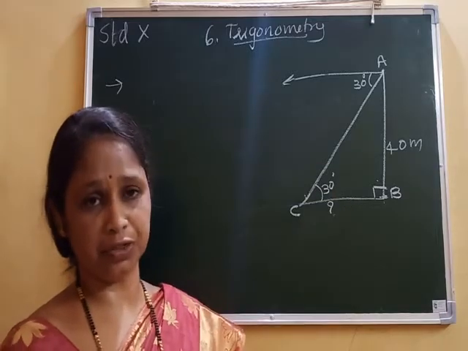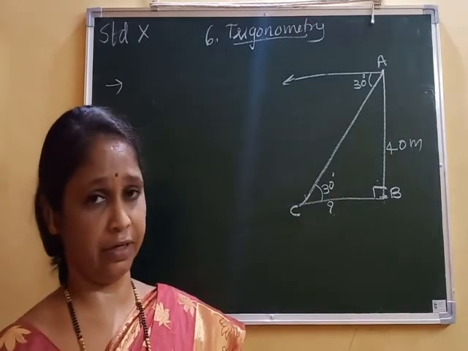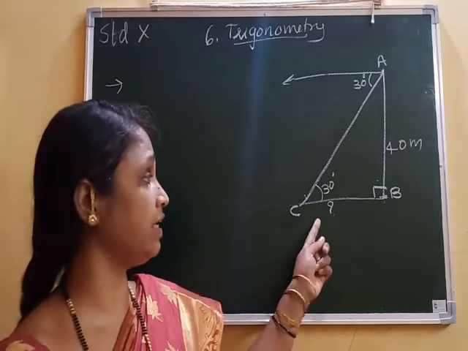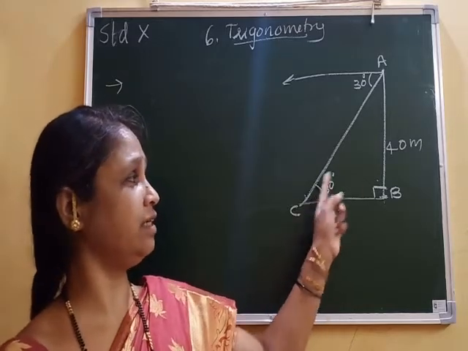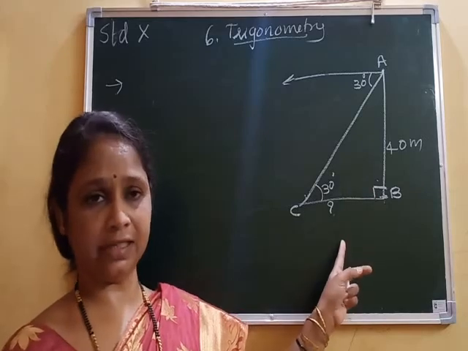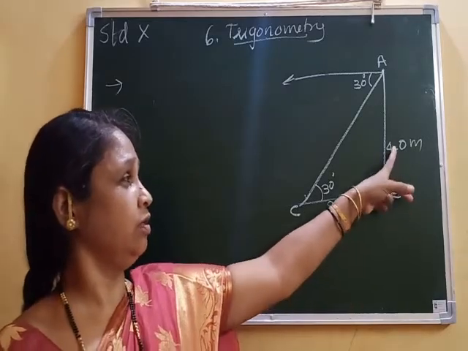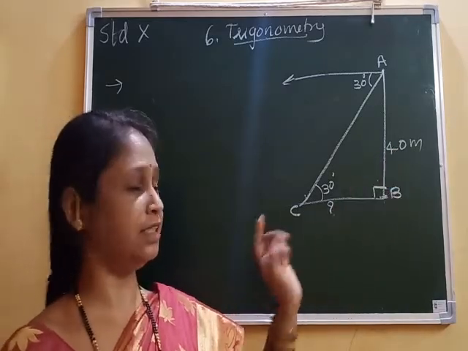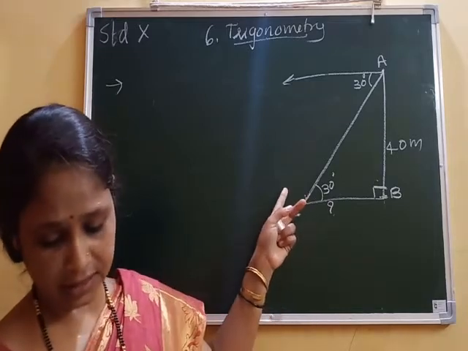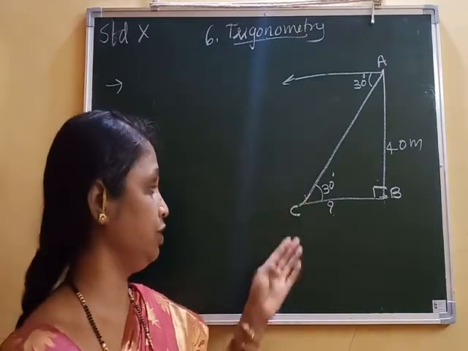Now we have the relation of trigonometric ratios, that is, tan theta. Tan theta is what? Tan 30 is opposite upon adjacent. So opposite is 40, adjacent you have to find out, and tan 30 is what? 1 upon root 3. You can find out.